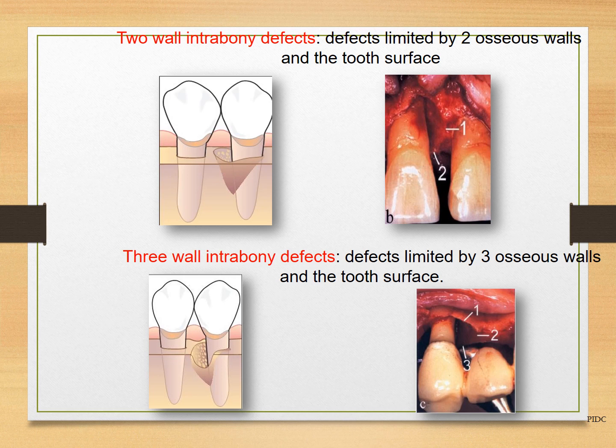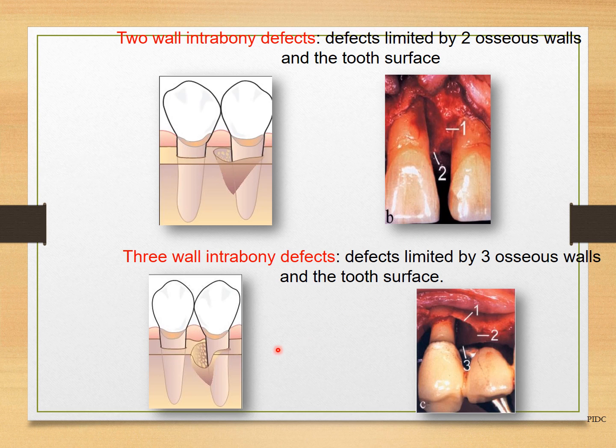Then coming to the two wall defects, it is limited by two osseous walls and the tooth surface. You can see that two osseous walls will be present, either on the mesial and the lingual side. So all the buccal areas will be low, and only two walls will be present. You can see that that is the two wall defect.